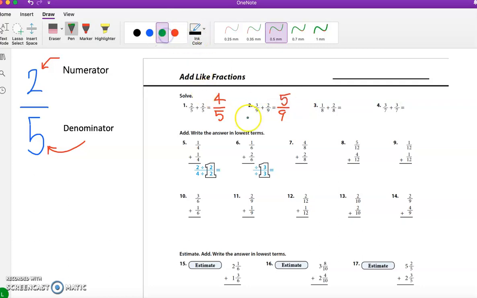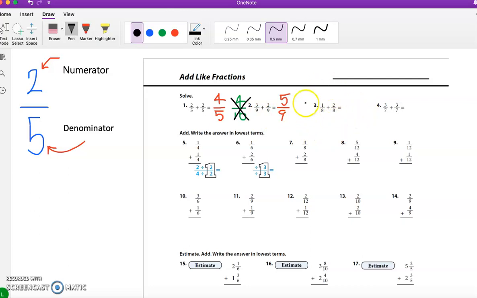Some of you might think, oh, Ms. Kim, why don't we add the bottom number and top number together, like 5 plus 5 is 10 and 2 plus 2 is 4? Why is it not 4 over 10? This is incorrect. I'm going to put an X on it, because when we're adding fractions, this is rule number 1: we need to keep the denominators the same.